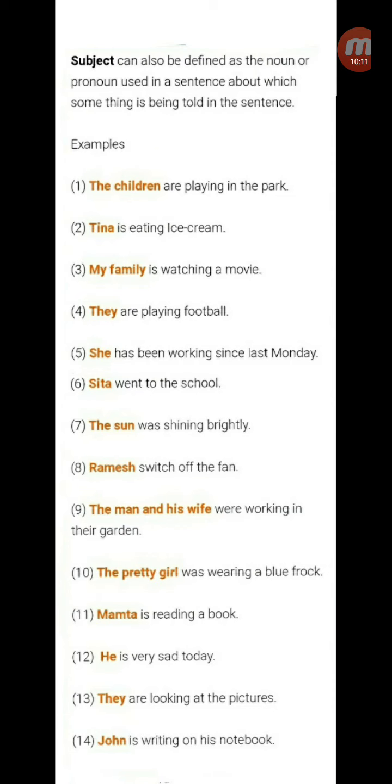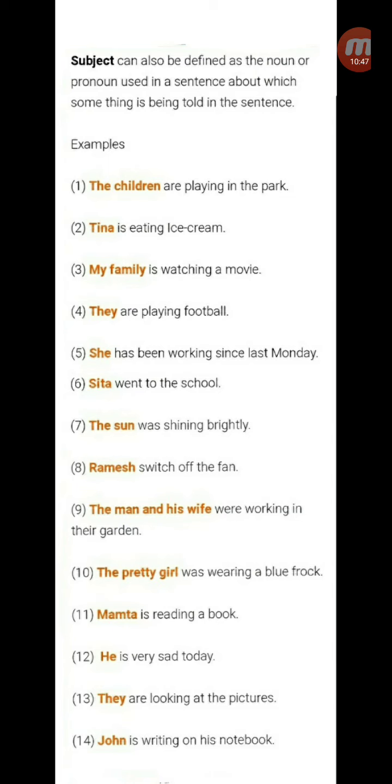Now, the one in orange, children, is the subject. Let's read the sentences. The children are playing in the park. What are the children doing? Are playing in the park. Who are playing in the park? Children. Now, I hope you have understood: when you want to find out the subject, you have to ask who. And what is the subject doing? You ask what. Tina is eating an ice cream. Who is eating an ice cream? Tina. So it is a subject.